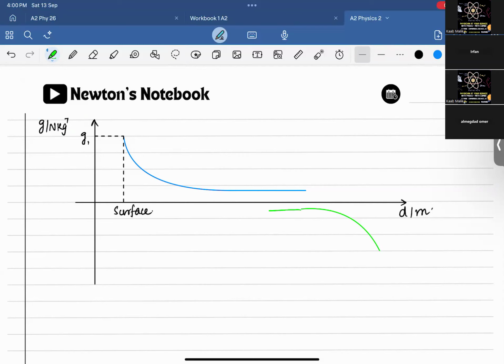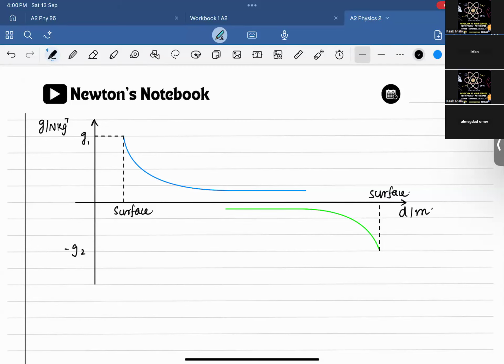For the other planet, the graph would look like that. It should be in the opposite direction because gravitational field strength is a vector quantity, and when you go from one point to another, the direction of the field changes. Its surface will be right here, and there will be G2 in the opposite direction. And these are the two graphs for the individual masses.